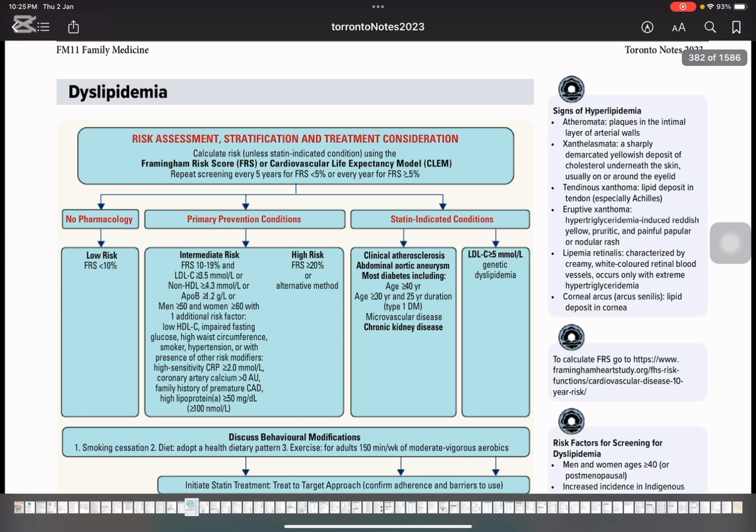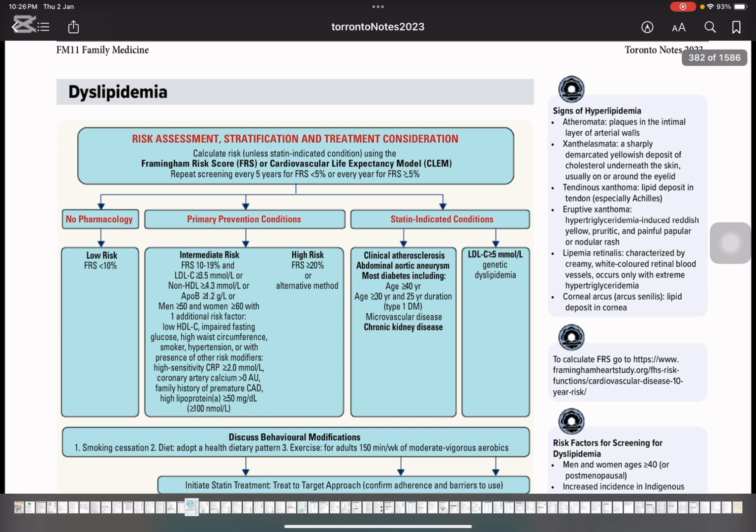Tendinous xanthomas are lipid deposits in the tendon, especially the Achilles tendon. Eruptive xanthomas are a hypertriglyceridemia-induced reddish-yellow pruritic, painful papular or nodular rash. Lipemia retinalis is characterized by creamy white colored retinal blood vessels and occurs only with extreme hypertriglyceridemia. Corneal arcus, or arcus senilis, is a lipid deposit in the cornea. So there are different signs of hyperlipidemia which are seen by the physician.